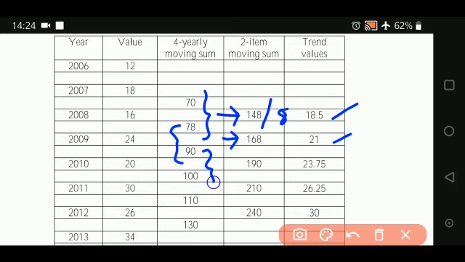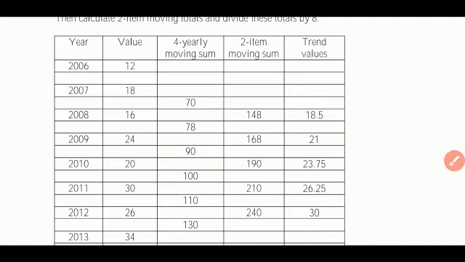Then you add 90 plus 100, you get 190. Divided by 8, 23.75. 100 and 110, you are getting 210. Divided by 8, 26.25. Then 110 and 130, you are getting 240, divided by 8, the trend value will be 30. Why are we dividing it by 8? Because in the third column, we are making the totals of 4, and in the fourth column, we are making the totals of 2. So 4 into 2, it's going to be 8, and that's the reason we are going to divide by 8.